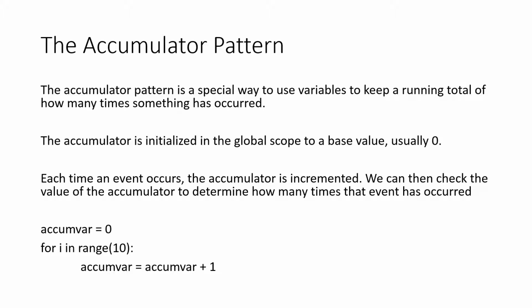So in this example, we create a simple accumulator variable and set that equal to 0. We can then use a for loop, and within the for loop, take the accumulator variable and set it equal to its current value plus 1. What this will do is cause it to increment each time the for loop is executed.